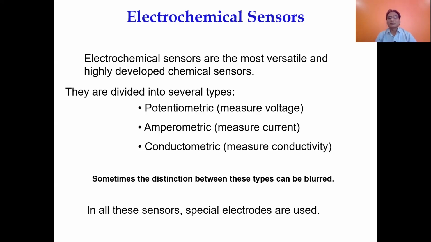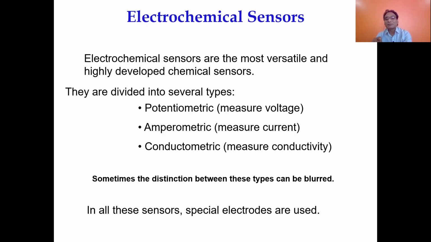Now let us talk about electrochemical sensors. Electrochemical sensors are the most versatile and highly developed chemical sensors. They are divided into three important types: potentiometric, amperometric, and conductometric. Whenever you are measuring voltage, that kind of electrochemical cell is called potentiometric. Whenever you are measuring current, that is called amperometric, and whenever you are measuring conductivity, it is called conductometric.